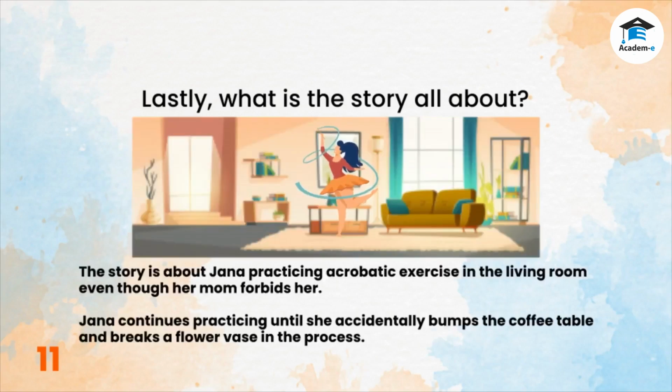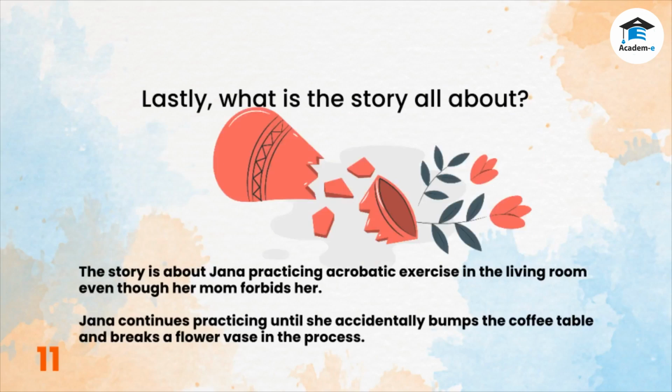Well done! The story is about Jana practicing acrobatic exercise in the living room even though her mom forbids her. Jana continues practicing until she accidentally bumps the coffee table and breaks a flower vase in the process.